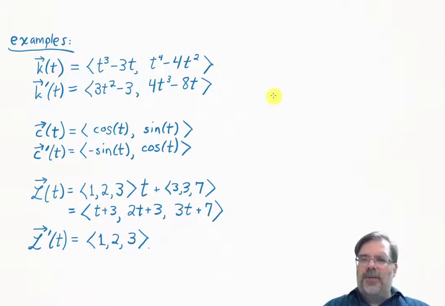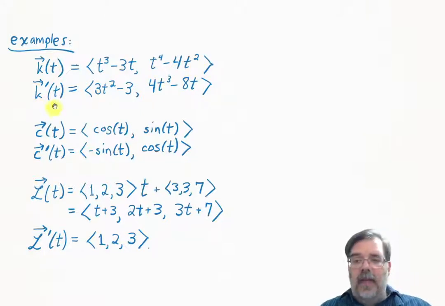We're going to focus mostly on algebraic calculations here. Mostly we're going to need derivatives of polynomials, derivatives of sines and cosines. We might even do the derivative of e to the t at some point. We won't do anything really much more complicated than that. So here's some examples. Let's say we have the function k of t is equal to t cubed minus 3t, t to the fourth minus 4t squared.